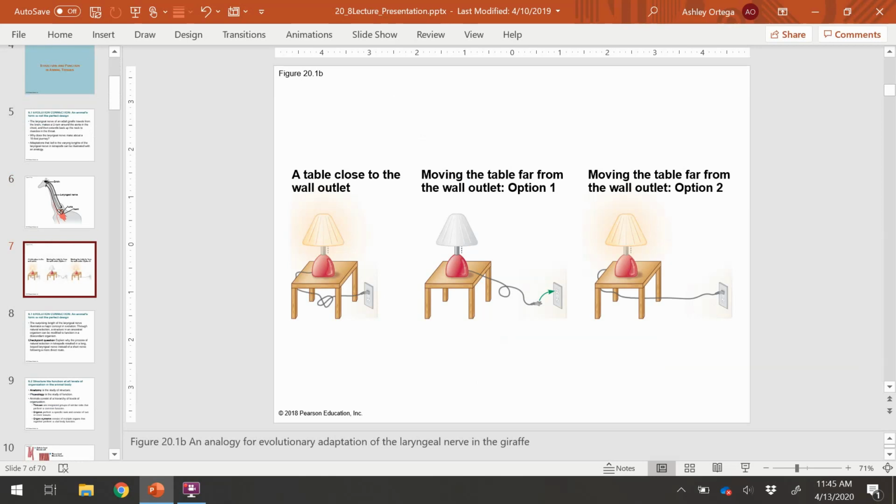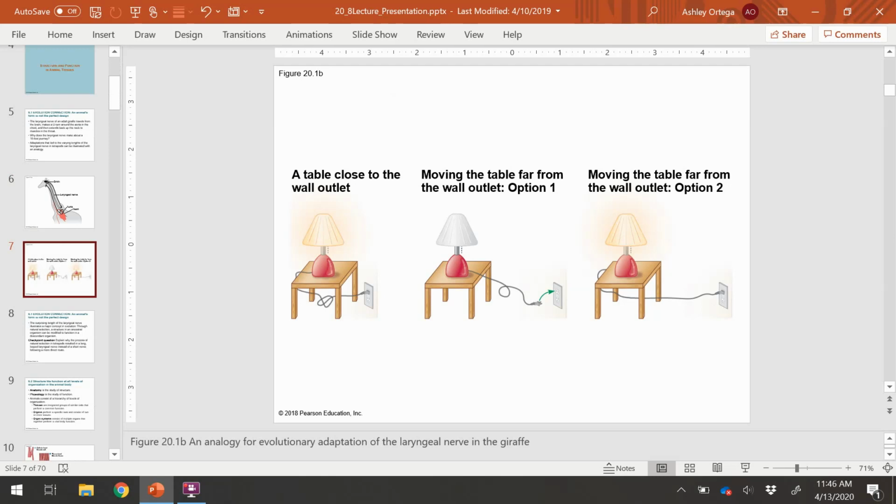This life example shows you here there is a table with a lamp and then an outlet to plug the lamp in. So it started out that the lamp and the table existed close to the outlet, and so the lamp's cord went under the table to the outlet. But moving that table and the corresponding lamp further away, which in the giraffe's example would be that neck getting longer, that cord has to stretch out. And so the way to stretch out the cord is option 1, to unplug the cord and reassemble the cord and then plug it back in.